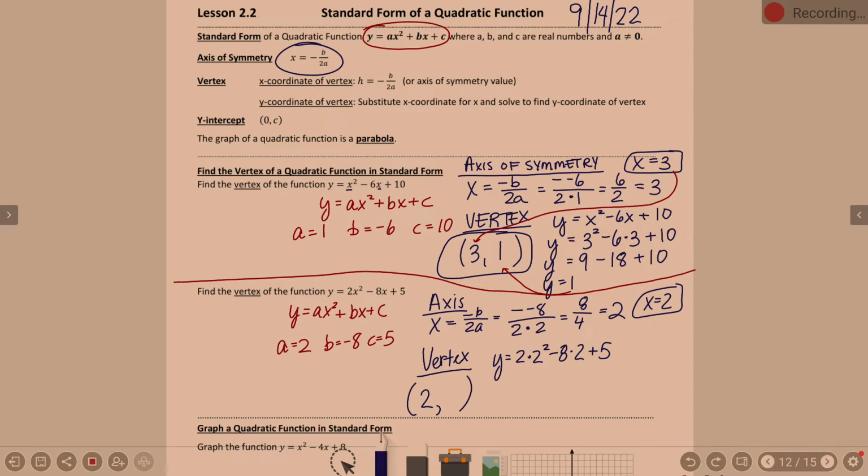That 2 times 2 squared is my concern. What is 2 squared? 4. And then what's 4 times 2? 8. Did you guys get 8 here? Okay. Minus, what's 8 times 2? 16, and then we'll have plus 5. 8 minus 16 is negative 8, plus 5 is negative 3. So I have a vertex of 2, negative 3.